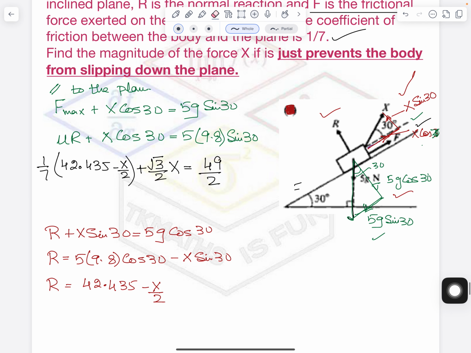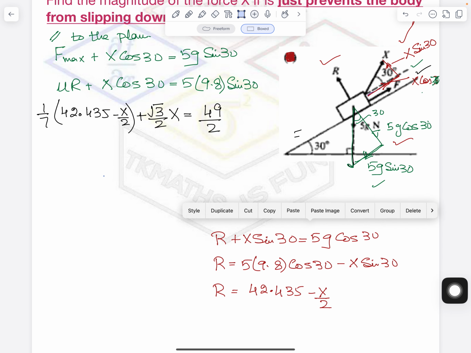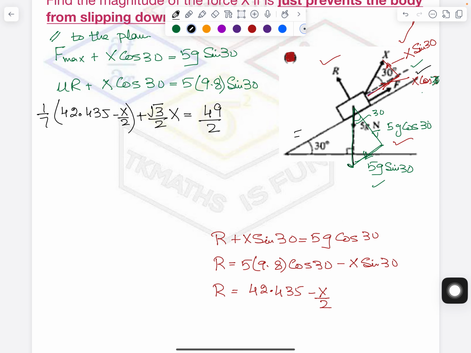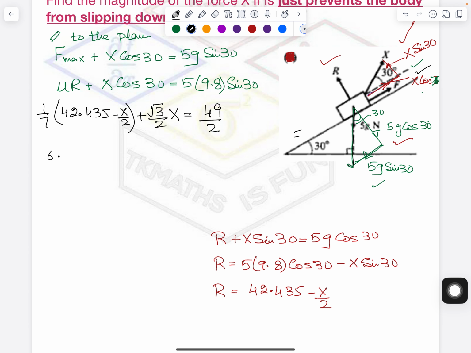Let me first of all move this aside so that I can write values here. Okay, so let's divide this. You get 6.06214 minus x over 7 to the 14 plus root 3 over 2 x is equals to 49 divided by 2. I'm just changing them into decimals to make my calculation simple now.